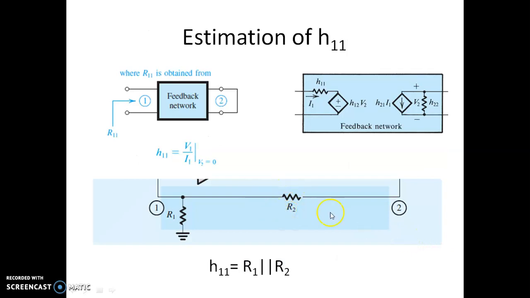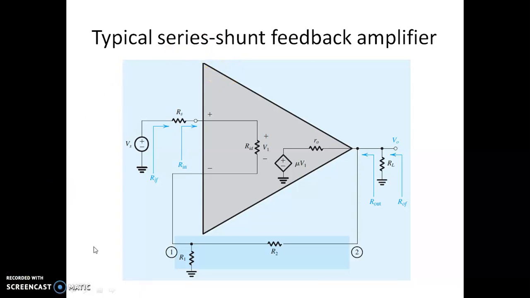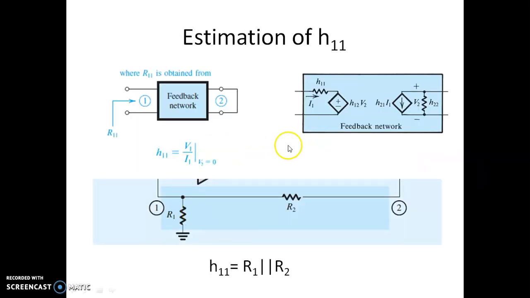Okay, now let us assume that this is a practical circuit that we are supposed to consider. So let us take a practical circuit and then come back here. If you can see, this is a typical series-shunt amplifier, having source resistance RS, load resistance RL, RID and R0 are the input and output resistance. Mu happens to be the gain of the amplifier. R1, R2 are the network which is representing the feedback network here. So now I want to represent this R1, R2 by the H parameter circuit. So this is what you have.